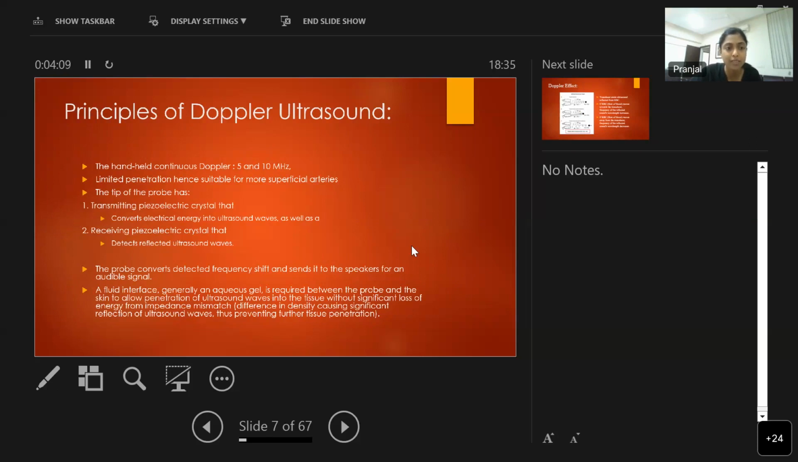The tip of the probe has transmitting piezoelectric crystals that convert the electrical energy to ultrasound waves. It also has a receiving piezoelectric crystal that detects the reflected ultrasound wave. The probe converts the detected frequency shift and sends it to the speakers for an audible signal. A fluid interface, generally an aqueous gel, is required between the probe and the skin to allow penetration of the ultrasound waves into the tissue without significant loss of energy from impedance mismatch, which is the difference in density causing significant reflection of the ultrasound wave, thus preventing further tissue penetration.